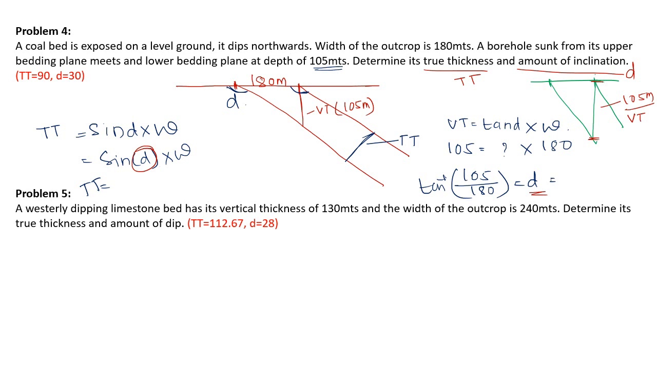Let us move on to problem number 5. Westerly dipping limestone has its vertical thickness, and here they have given it directly. They said the vertical thickness is 130 meters. And the width here, they said westerly. Till now we were drawing eastwards, this is westwards, and the width of the outcrop is 240 meters. Determine its true thickness and amount of dip.